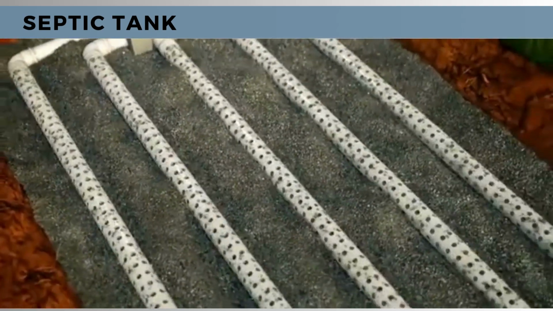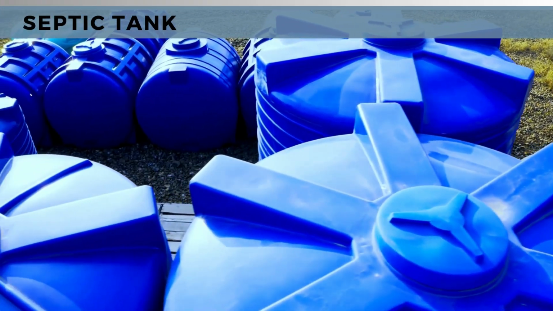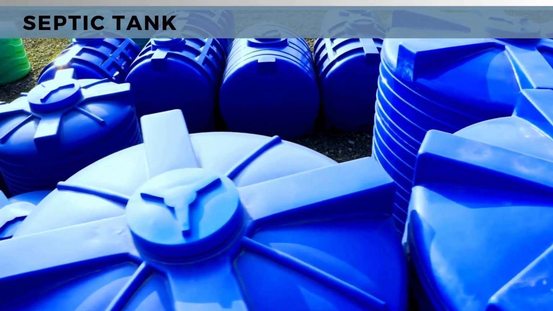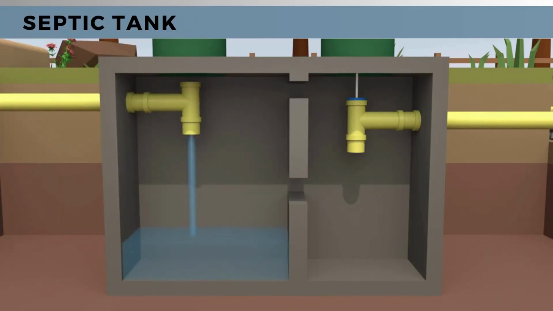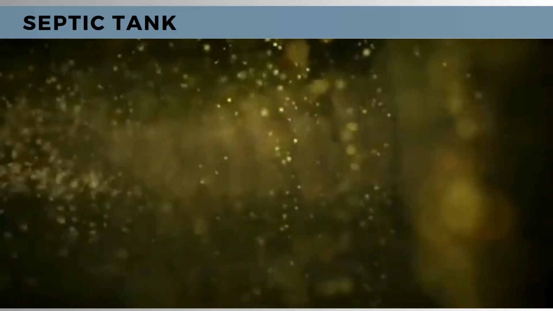A septic tank is a watertight underground container made of concrete, fiberglass, or plastic. Its primary purpose is to separate and partially treat the solid and liquid portions of household wastewater. The process in a septic tank is mostly anaerobic, meaning it occurs without oxygen, leading to partial decomposition of organic material.